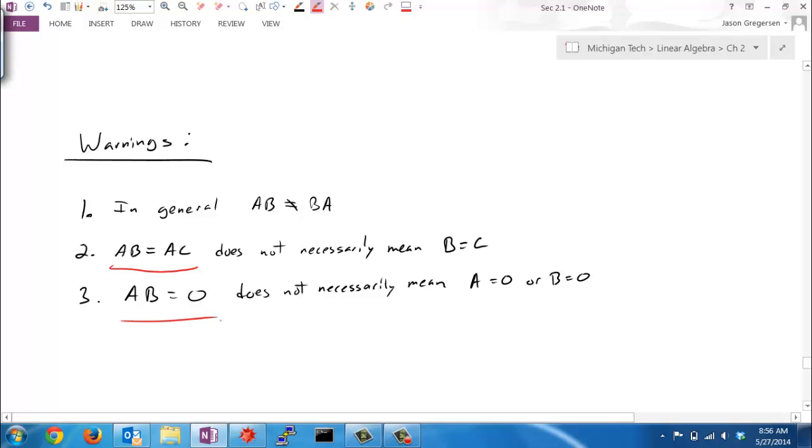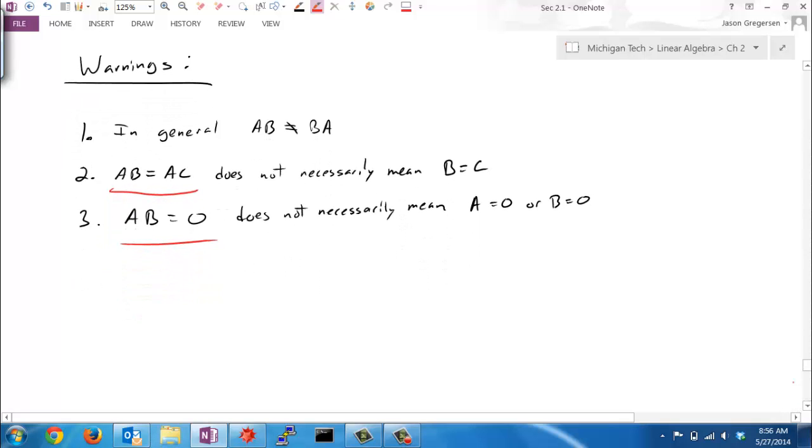Same thing here. AB equal to 0 for numbers means A is 0 or B is 0. One of those two is 0. Not for matrices, not necessarily for matrices. Well, why not? Well, for numbers, I would just divide both sides by A. I would get B equals 0, and that would work. But here we can't do this. Here we don't have this thing called division.